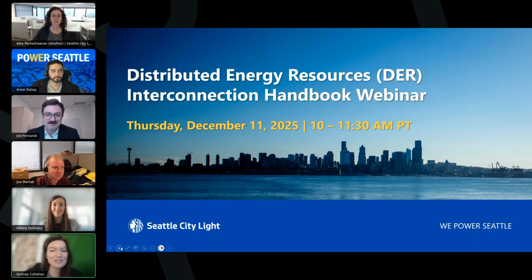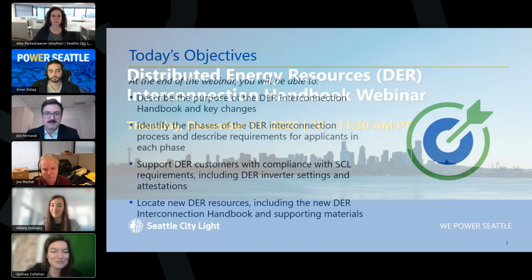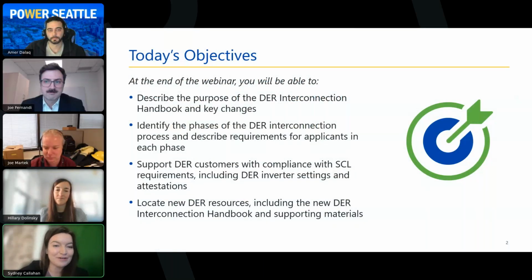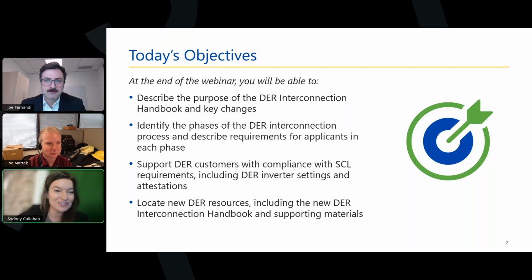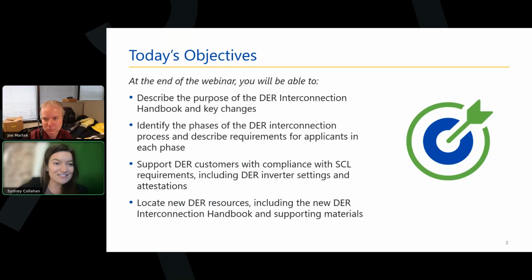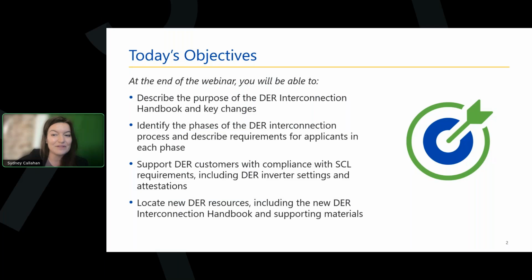So let's talk a little bit about what we're looking to do this morning. Our primary goal, as Joe and Joe have mentioned, is to make sure that you feel confident with the handbook starting in January. So specifically, when we get to the end of our time together today, we hope that you'll be able to know a little bit more about the purpose of the handbook and the key changes that are involved in the handbook. We hope that you'll be able to have a basic idea of the phases of the interconnection process and describe the requirements for applicants in each phase.